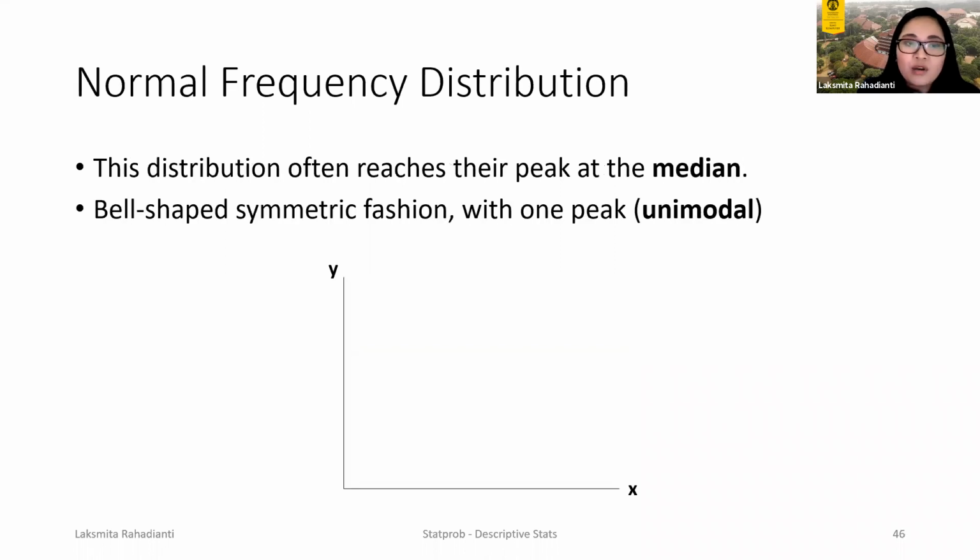Next, we also have the normal Gaussian frequency distribution. You probably have already seen it before. It's described as a bell distribution. This is what usually happens when you try to measure something out in the wild, like natural phenomena. It will usually come up in a natural frequency distribution. You will have the peak in the middle at the median, and it will be more or less symmetric with one peak, unimodal.